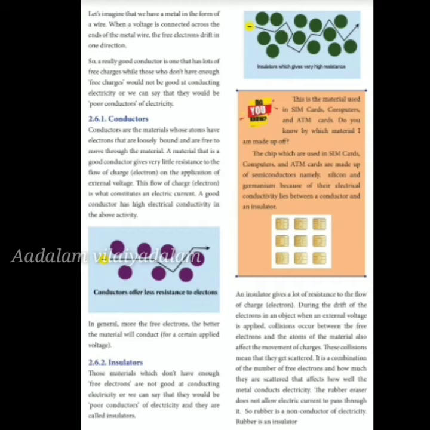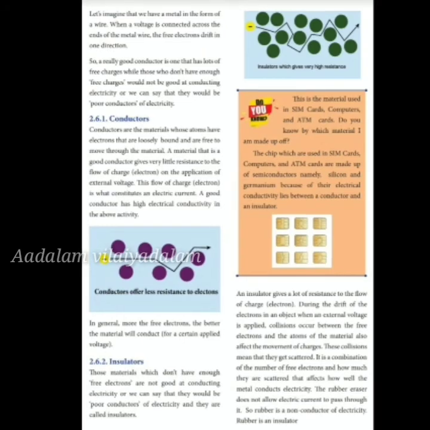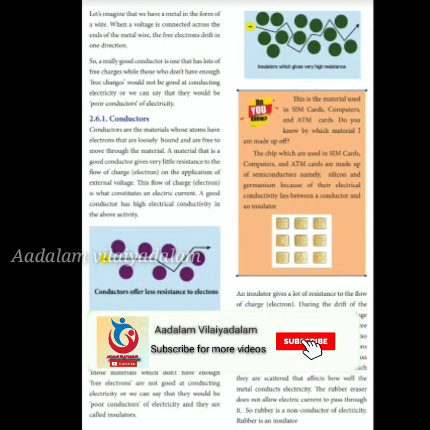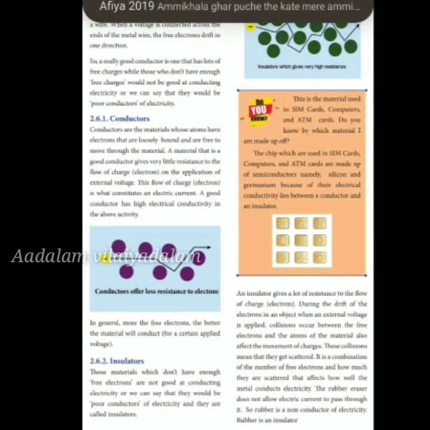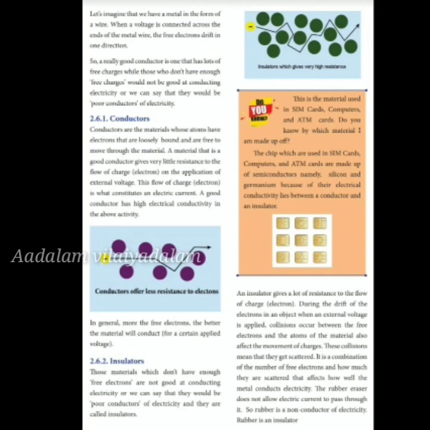An insulator gives a lot of resistance to the flow of charge during the drift of electrons in an object when an external voltage is applied. Because of this, collisions occur between the free electrons and the atoms of the material. This also affects the movement of charges. It clearly shows that insulators are not conductors of electricity. They do not conduct current. They are poor conductors of electricity. Rubber is a non-conductor of electricity because rubber is an insulator. Most of the metals are good conductors of electricity, while most of the non-metals are poor conductors of electricity.